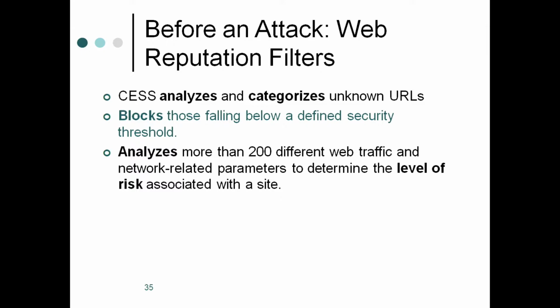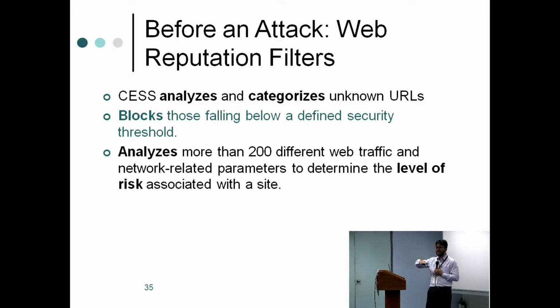So CESS will analyze and categorize the unknown URLs. This is very important, using the reputation filters. This is one of the common things nowadays. Based on this analysis, it will create a reputation score and block those falling below a defined security threshold. As an administrator, you can define a threshold. This is my threshold, and every website that falls below will be inaccessible.